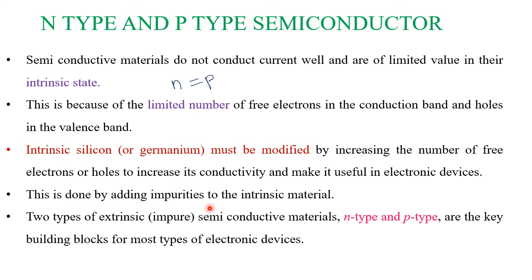So we are going to add some impurities to this intrinsic material. When you add impurities, the intrinsic material becomes extrinsic. Extrinsic semiconductors are divided into two types: one is N-type and the other is P-type. These N-type and P-type semiconductors are the key building blocks for most types of electronic devices. All right.